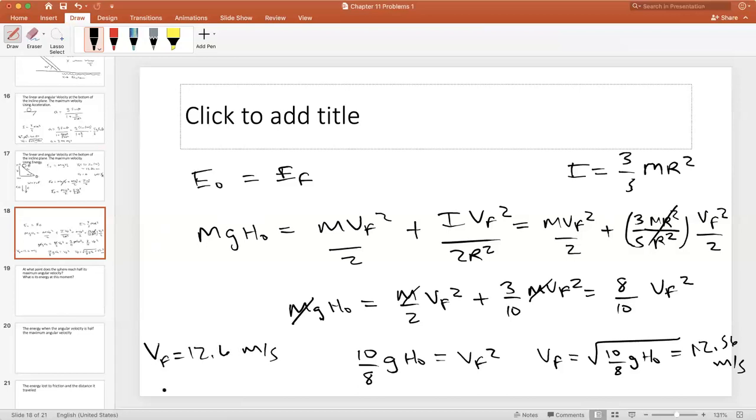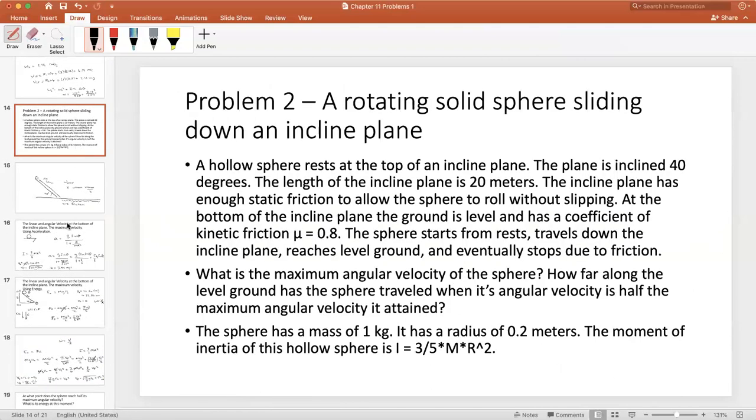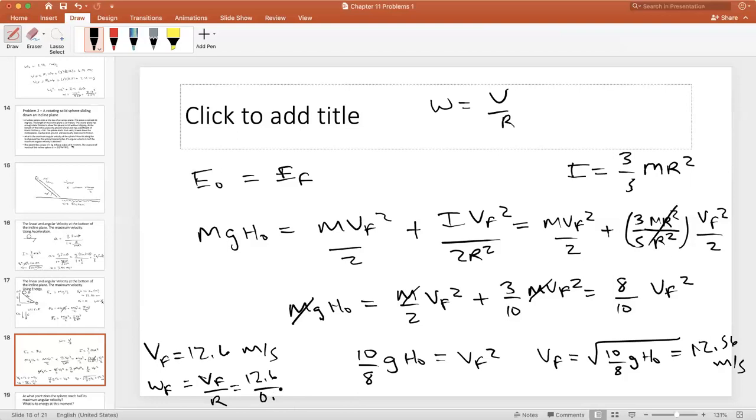12.6 meters per second, and our omega final is, again, since omega is v over R, this is v final over our R, is 12.6 divided by the radius of our sphere, and the problem was 0.2. So let's put in 0.2. And we get 12.6 divided by 0.2 is 63 radians per second. Okay, so the velocity at the bottom of the inclined plane has a maximum velocity of 12.6 meters per second, and at the same time, it's turning with an angular velocity of 63 radians per second.